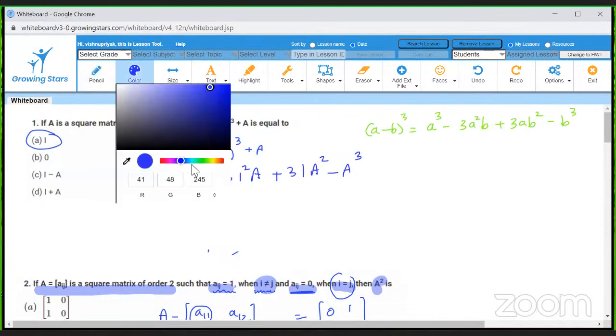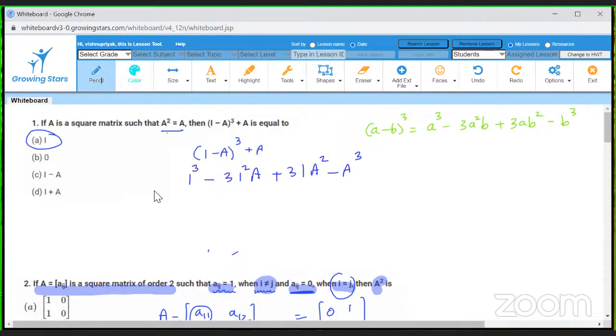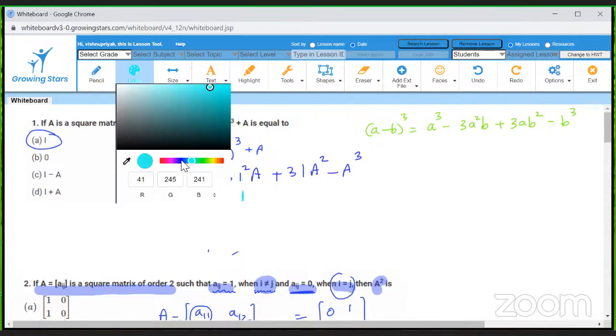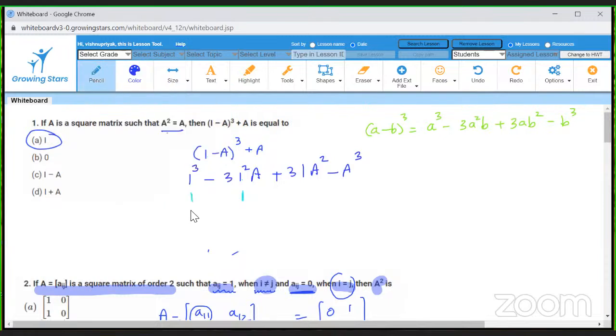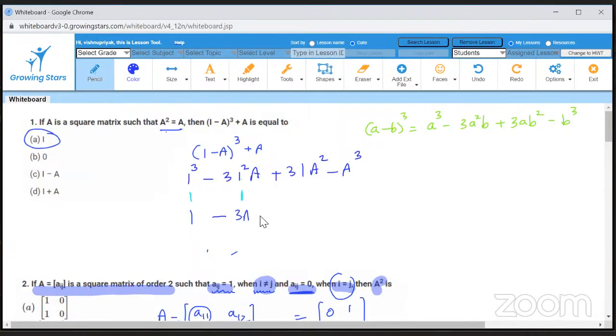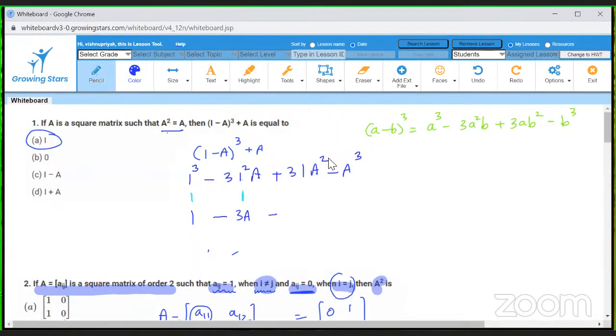Now, in this, I cube will be I only. I square will be I. So what will you write? Just I, 3 into I into A, 3A, plus A square is given as A. Instead of A square, I can write A, then 3 into I, 3, minus A cube, I will write A square into A.